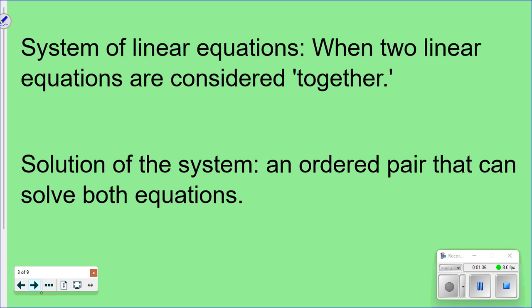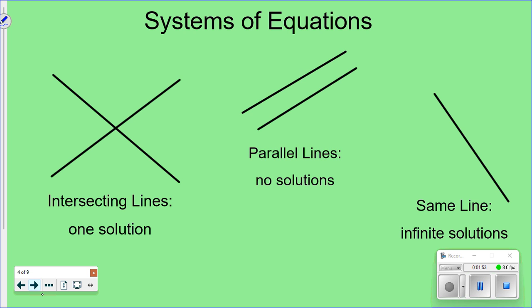So a system is when two equations are together, so they're kind of like buddies. And the solution is an ordered pair. So remember, an ordered pair looks like this. All your answers today are going to look something like this. And this ordered pair can solve both equations in the system. So how is this going to work?